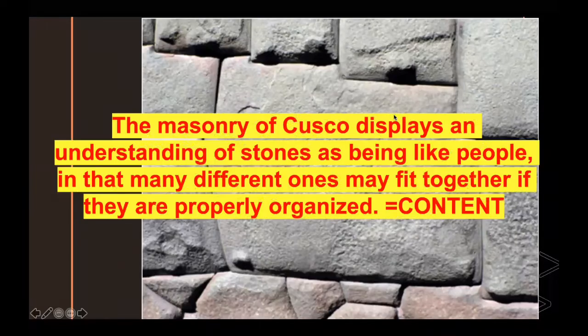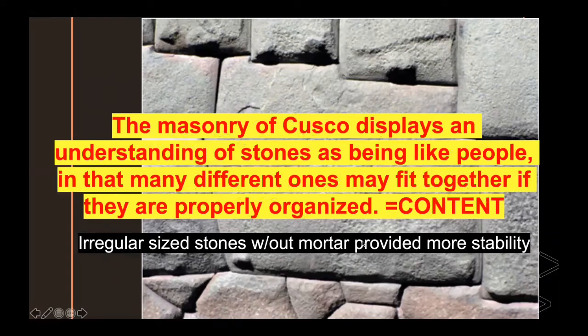So here's what I added in my notes from what we had just read. The masonry, so the stonework of Cuzco, displays an understanding of stones as being like people. Kind of thought of this as the content, in that many different ones may fit together if they are properly organized. Also know that no mortar was used. So it's really just the fit of all of these.